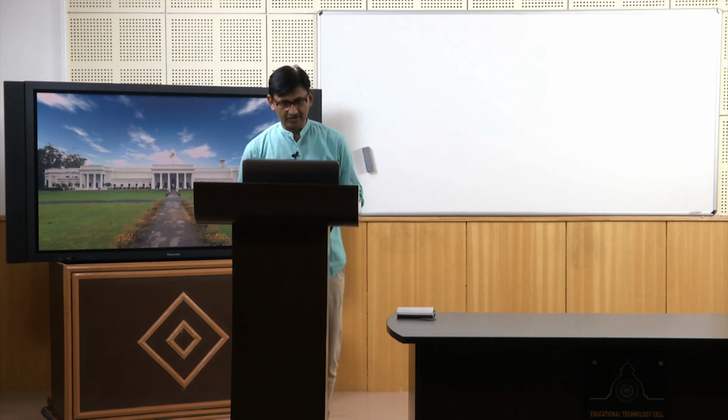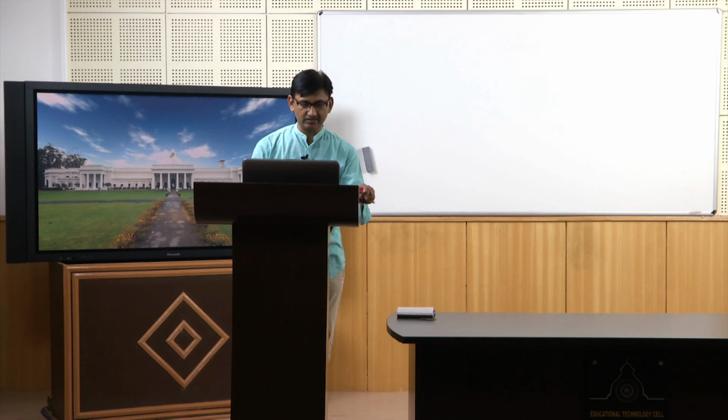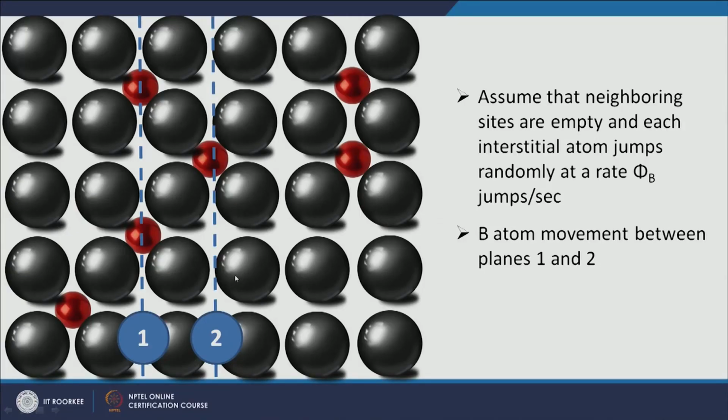Let us start with this slide. I have drawn two planes here, plane 1 and plane 2, and we are doing the analysis only in these two planes. We define a jump frequency for this interstitial atom as phi b jumps per second. So, phi b jumps per second is the jump frequency.